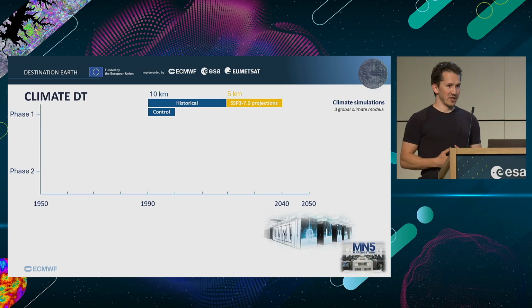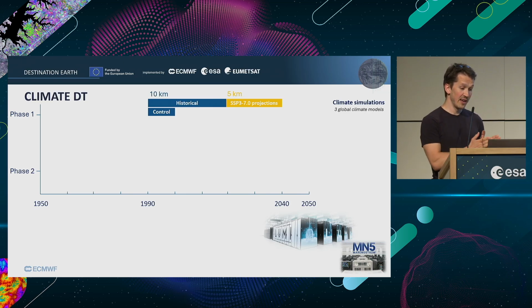Now, what types of simulations are we producing with the Climate DT? So first of all, what is available already are our simulations that we concluded in phase 1. And there we have 3 global models that ran these simulations. Historical simulations starting in 1990 up to present day. These are running at 10-kilometer resolution. Then we have a scenario projection that goes from present day until 2040 in the future. This is following the SSP3-7.0 scenario, which is a rather high emission scenario.